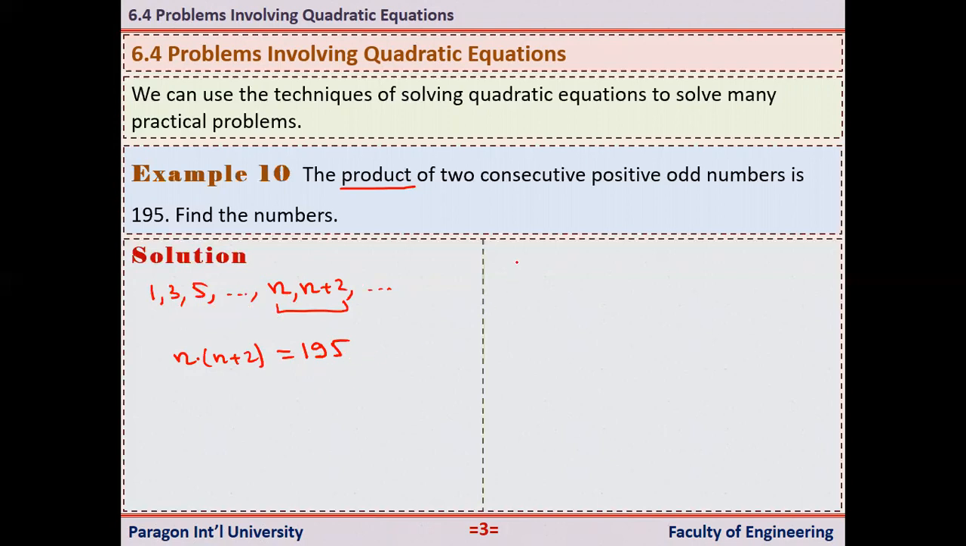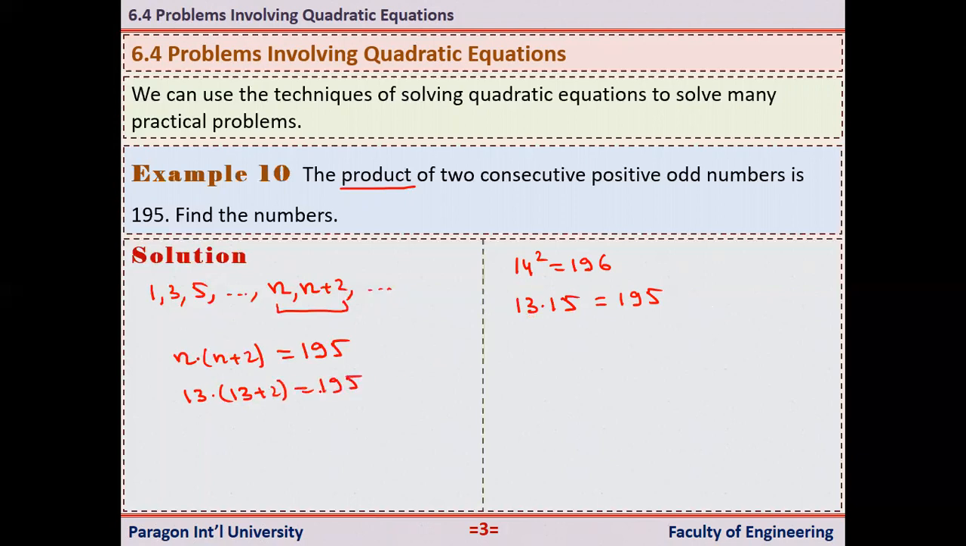For 195, we know that 14 squared is equal to 196. So that means the 2 consecutive numbers must be very close to 14. The first guess is 196. We should try, how about 13 times 15? They are positive numbers and odd numbers, and 13 and 15 are consecutive positive odd numbers. That is equal to 195. So here I can write 13 times 13 plus 2 is equal to 195.